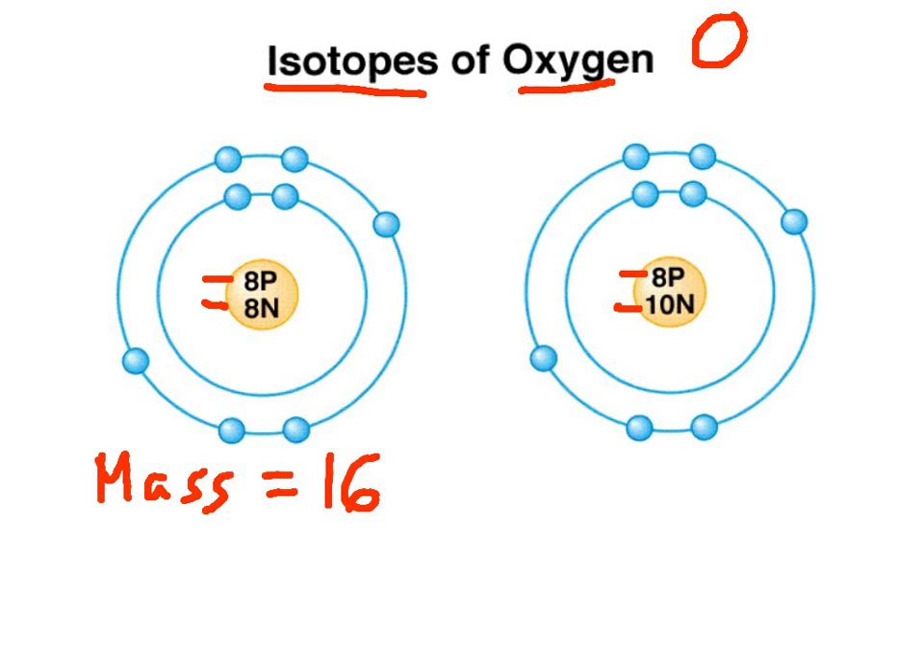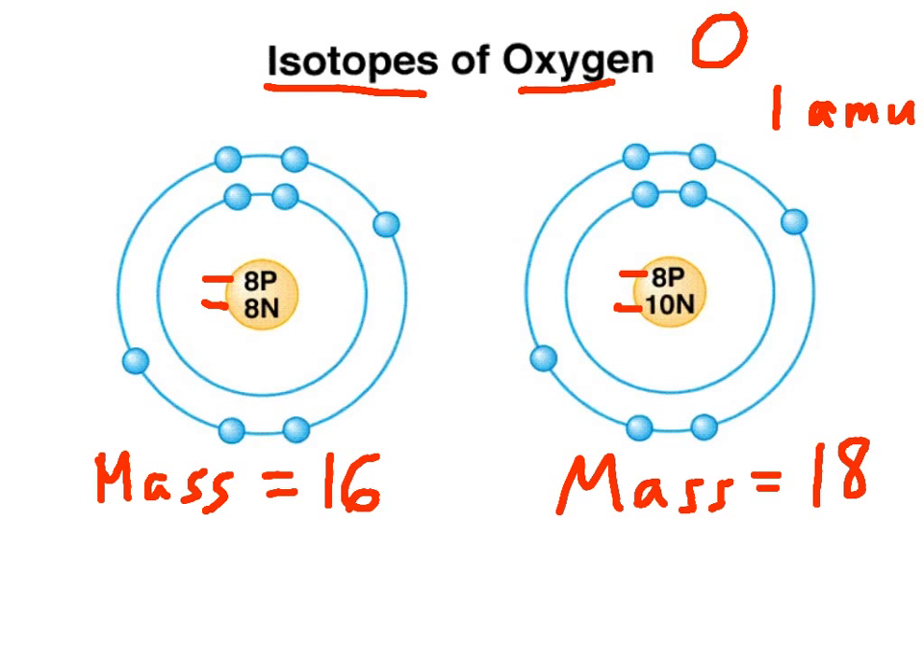Since protons and neutrons have about the same mass, we say that they have a mass of 1 atomic mass unit. We add those two together, and the mass of this isotope, 10 plus 8, would be 18 atomic mass units. It's what we refer to as a heavier element.